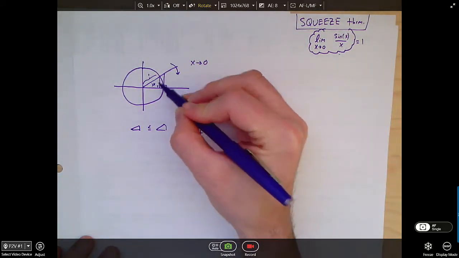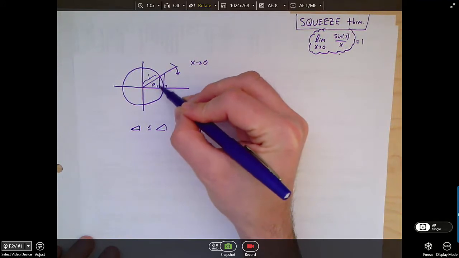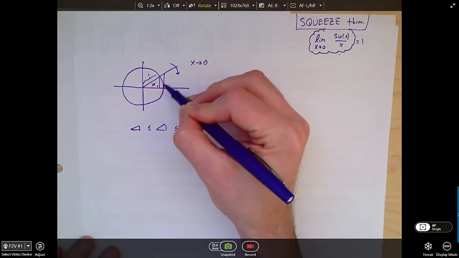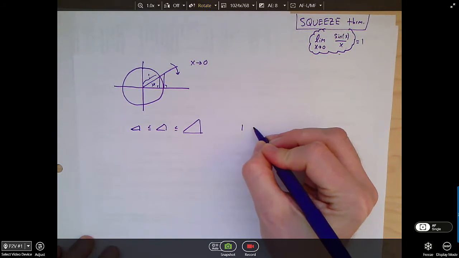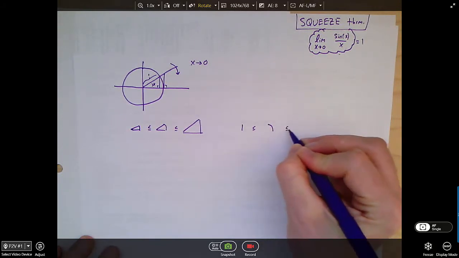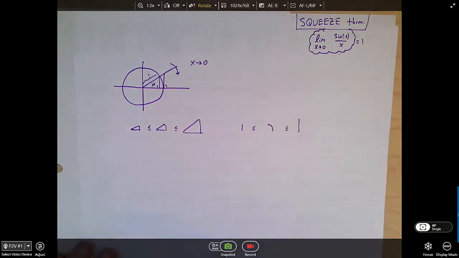Another possible sandwich is, let's just pick off some lengths. So this length of that triangle looks like it's going to be smaller than that arc, which is smaller than this leg. So just that piece is going to be smaller than the arc, which is smaller than the big leg.